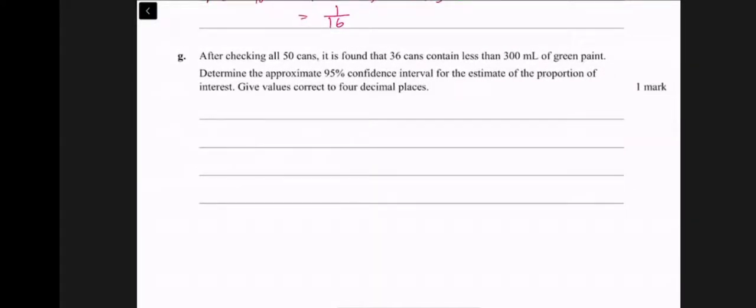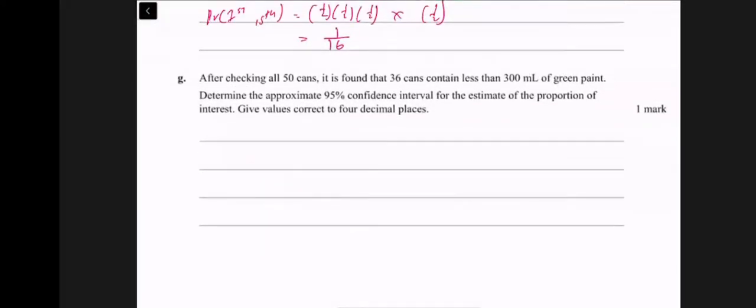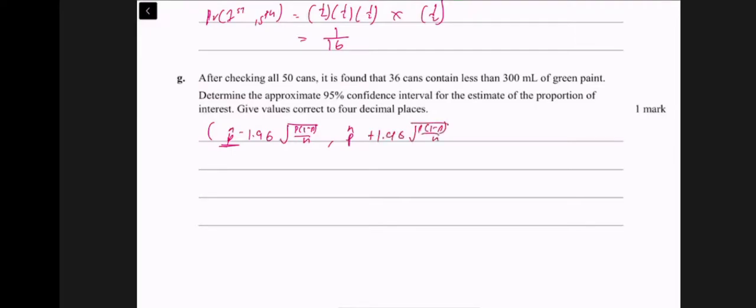So determine the 95% confidence interval. The confidence interval now is p hat minus. Anytime it's a confidence interval, it's asking for sample proportion. So confidence intervals will always be in terms of p hat, because it's literally asking for a confidence interval about samples. That's why it always involves sample proportion.